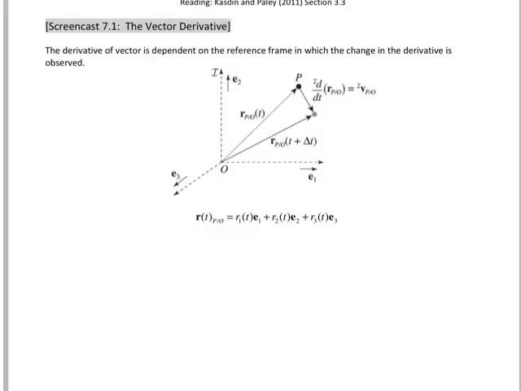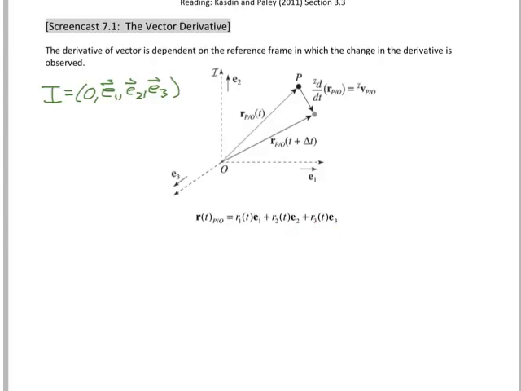We've spent time defining reference frames. In this case, we see an inertial reference frame that has three basis vectors, e sub 1, e sub 2, and e sub 3. And we've begun to define vectors using the basis vectors within the reference frame. So for example, we see the position vector of p with respect to O, and this is defined as the length r1 in the e1 direction plus r2 in the e2 direction plus r3 in the e3 direction.